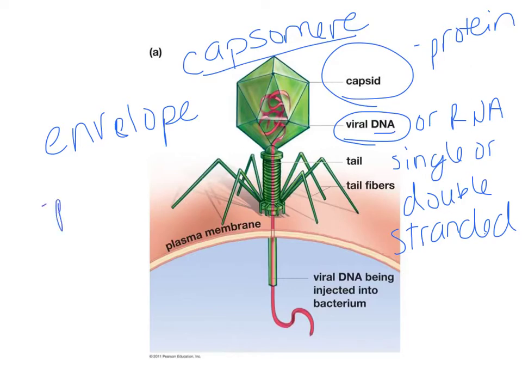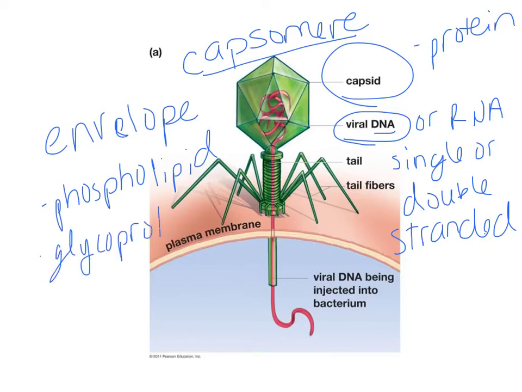It is usually a phospholipid membrane because it came from the host cell as part of the host cell's cell membrane. So it's going to contain phospholipids and may contain glycoproteins as well. Remember, those are those surface markers. So the viral structure is significantly less complex than a cell, whether it's a prokaryote or eukaryotic cell.